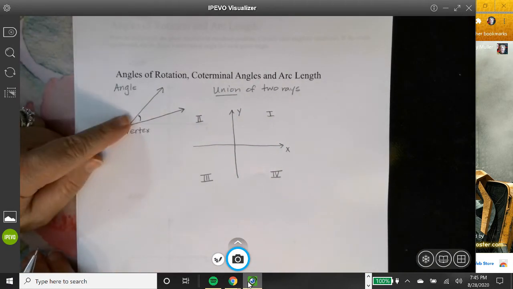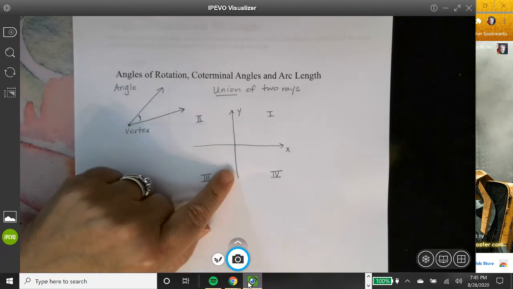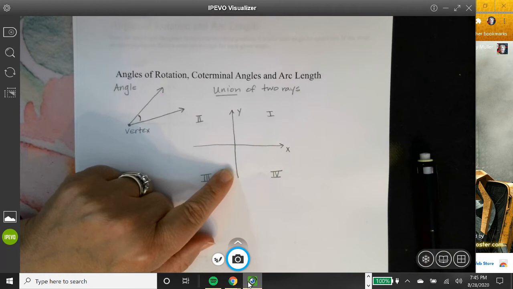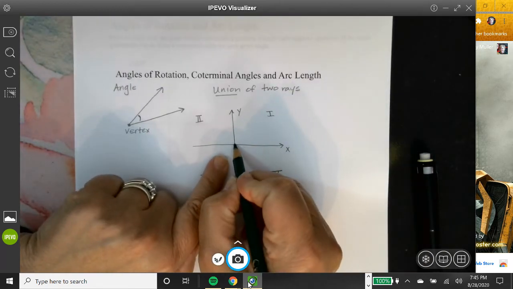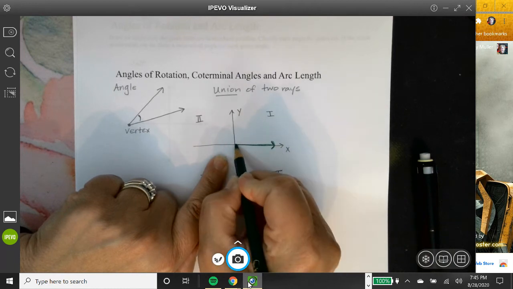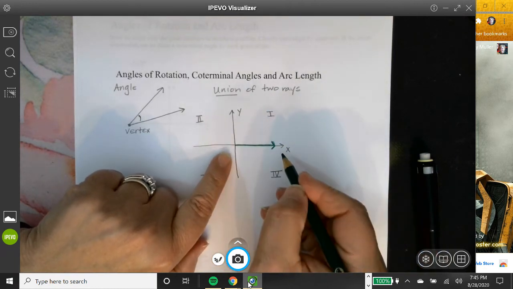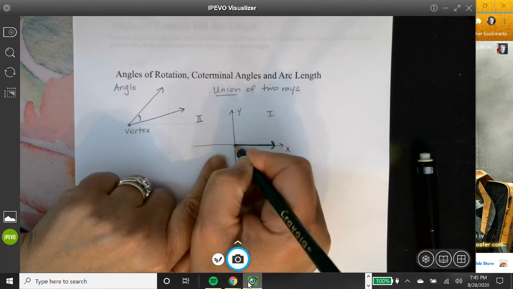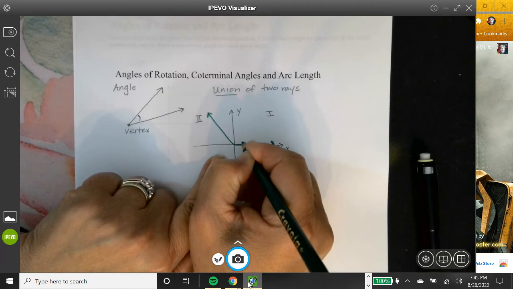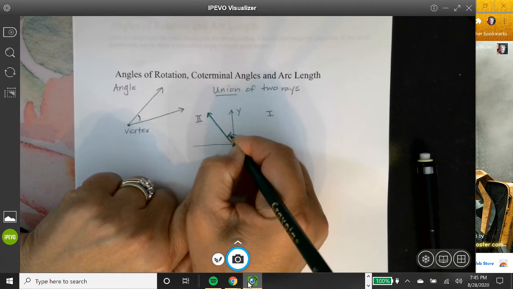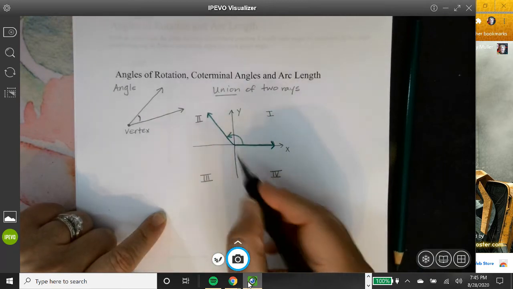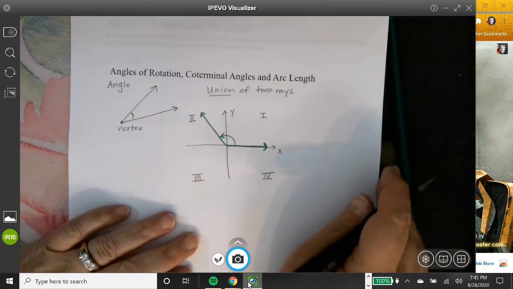Okay, and I'm going to take an angle like this, and I'm going to put it on the XY plane. Okay, so let's do that. And I think I'll use green. So here I'm going to put what I call the initial side on the positive x-axis. And I'm going to draw a terminal side over here. And then I'm going to show a direction of rotation. Okay, and so we're going to call this an angle in standard position.